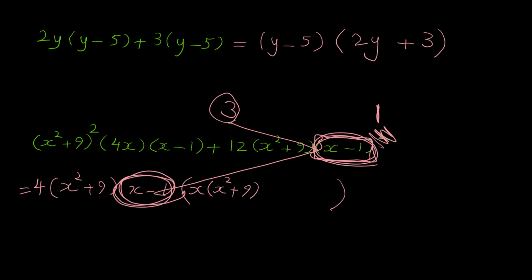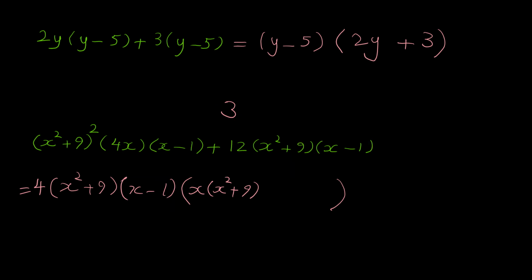So at the end of the story we have, plus, don't forget in the middle we have a plus, so plus 3 times x minus 1.